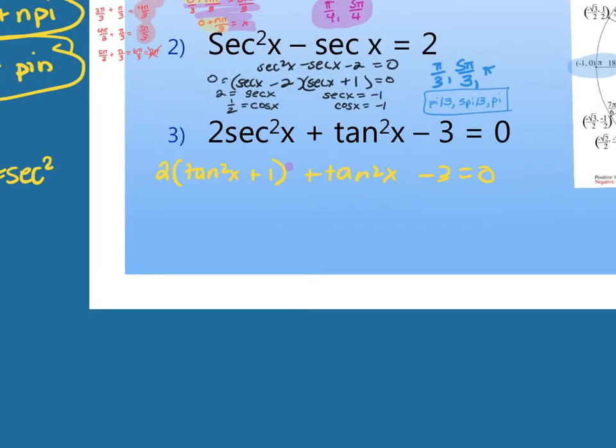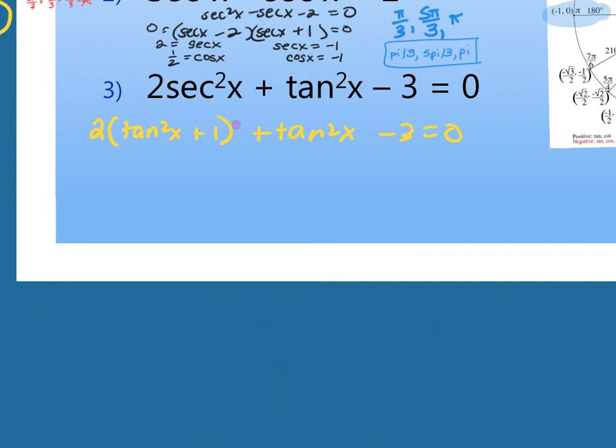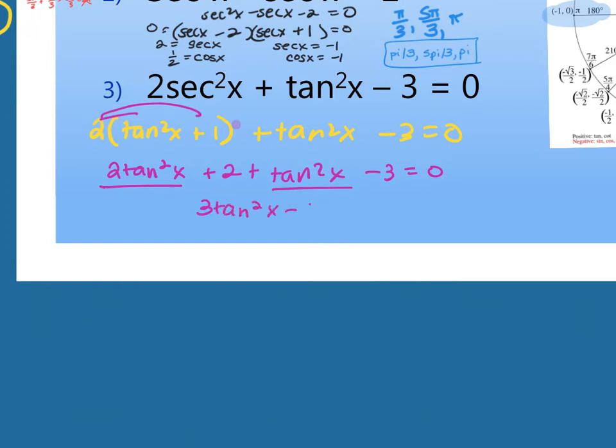You could also, like I said, replace the tangent. It would be secant squared minus 1. Now I distribute this. I get 2 tan squared x plus 2 plus tan squared x minus 3 equals 0. Combine my like terms. 3 tan squared x minus 1 equals 0. Add the 1. 3 tan squared x equals 1. Divide by 3.